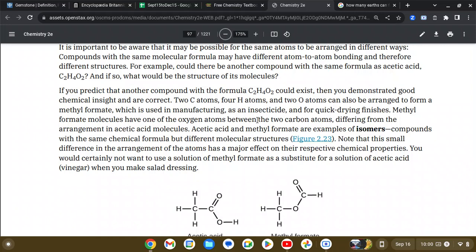So if you can predict another compound with the formula C2H4O2 could exist, then you demonstrated good chemical insight and are correct. 2 C atoms and 4 H atoms and 2 O atoms can also be arranged to form methyl formate, which is used in manufacturing as an insecticide and for quick drying finishes. Methyl formate molecules have one of the oxygen atoms between the 2 carbon atoms, differing from the arrangement in acetic acid molecules.